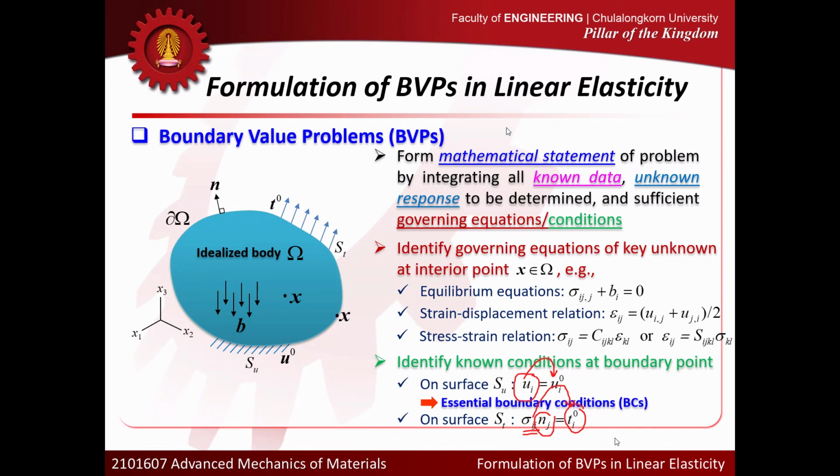And the second type of the boundary condition here, we call the natural boundary conditions, okay? So basically we have two types of boundary condition, the essential one and the natural one, depending on the quantity that we know here, right?